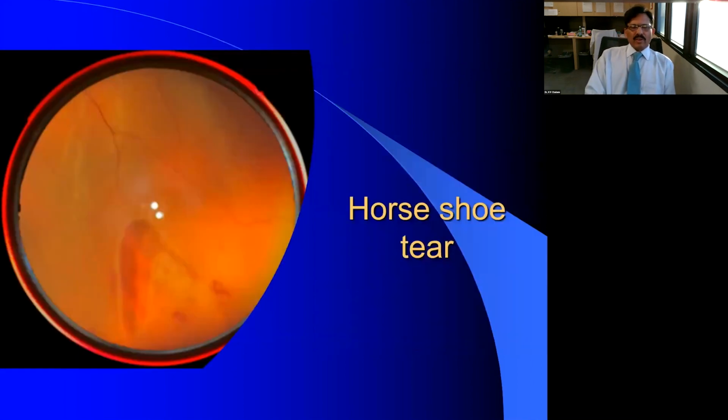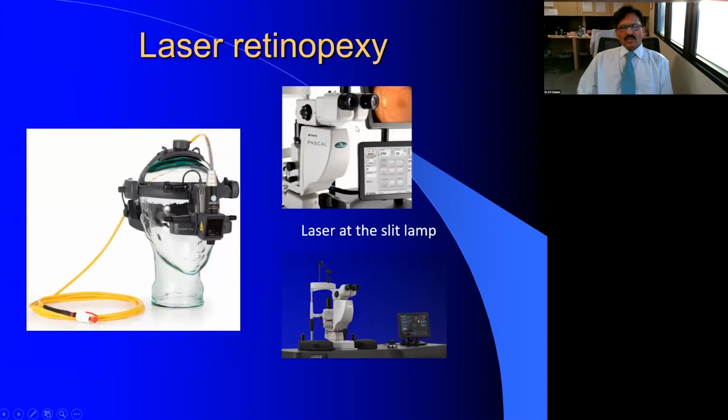So here is an example of a horseshoe tear, noted on indirect ophthalmoscopy. As you can see here, the anterior vitreous is pulling a hole with a horseshoe configuration. And luckily, there isn't much detachment here, so it is amenable to treatment. So we are doing an indirect ophthalmoscopy-based laser treatment here. These are the examples of laser. I'm basically focusing on the one on the left-hand side. We're using binocular indirect ophthalmoscopy laser retinopexy, as you can see here.